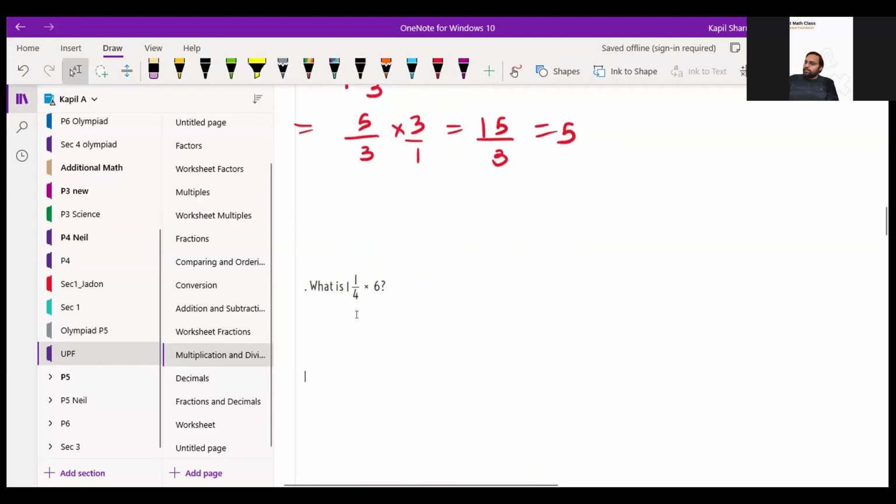Okay, so let's try this now. 1 and 1 upon 4 times 6. Answer this.